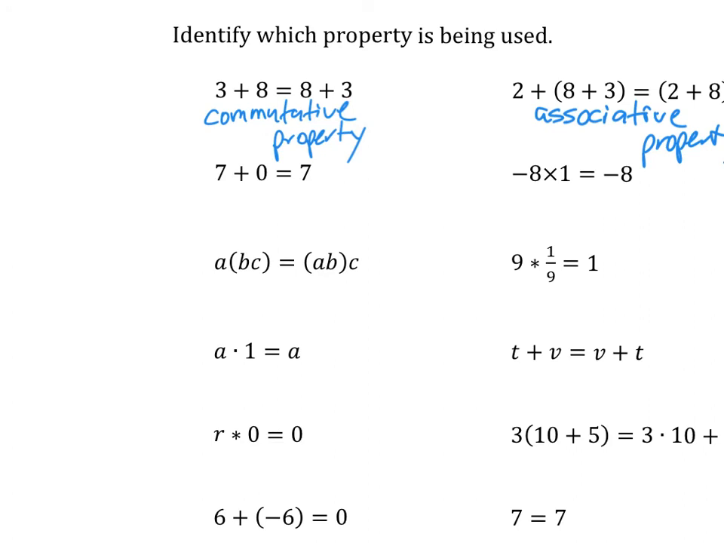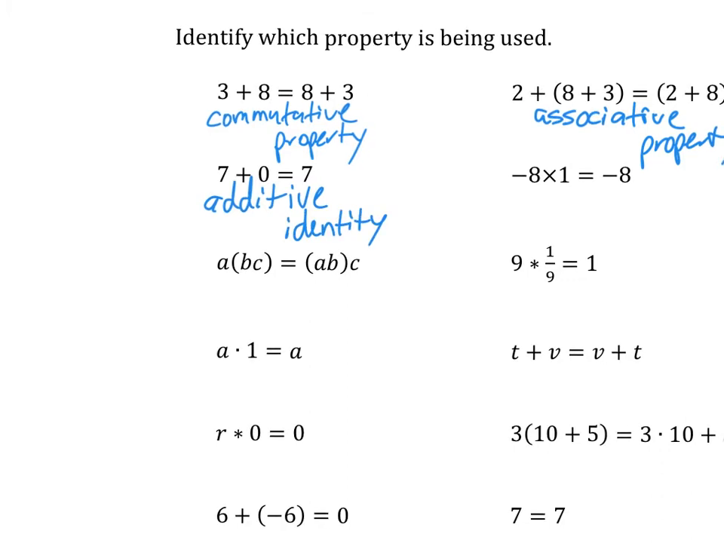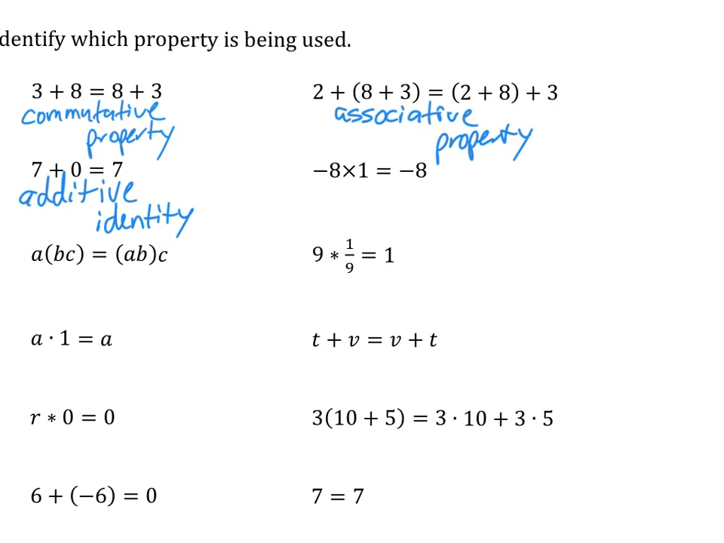Seven plus 0 equals 7. Well, that will be the additive identity. Anything plus 0 is going to equal itself. And then this one, -8 times 1 equals -8. That will be the multiplicative identity.